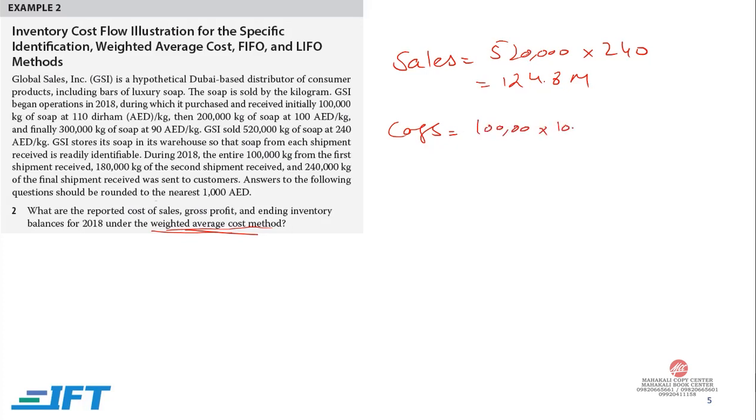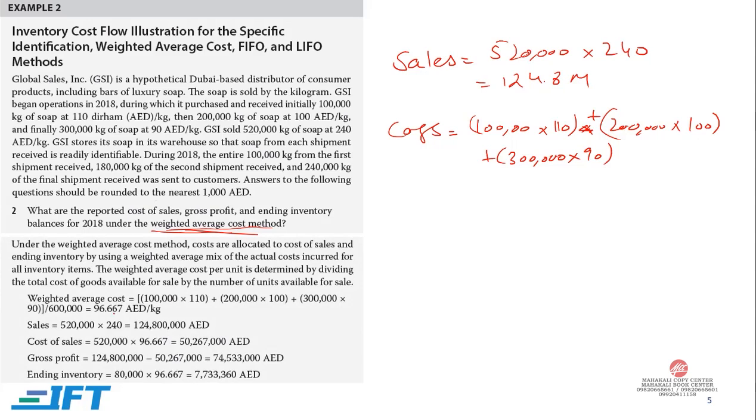So total cost would be 100,000 multiplied by 110, plus 200,000 multiplied by 100, plus 300,000 multiplied by 90. So the total cost would be 58 million. Now 58 million needs to be divided by, so we had how much? 100 kilogram in our first batch, 200 kilogram in our second batch, and 300 kilogram in our third batch. So total we have 600 kilograms, 600,000 kilograms.